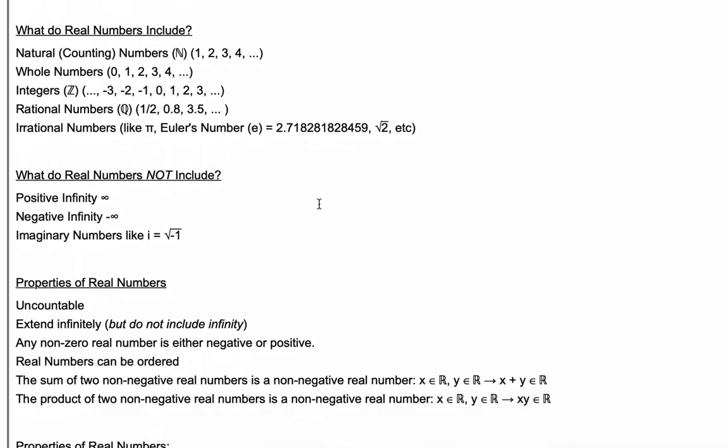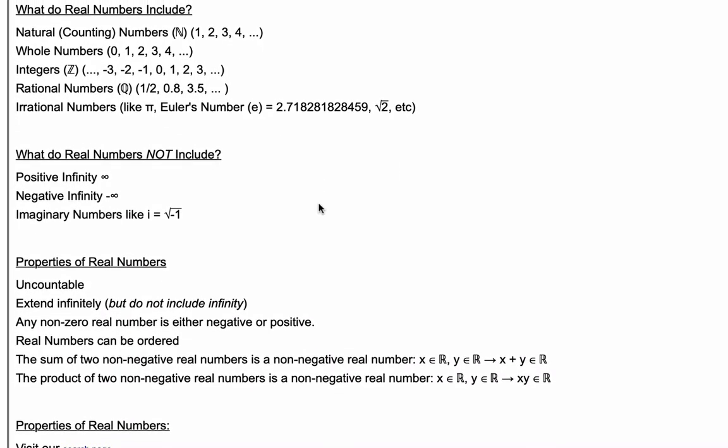So what do real numbers include? Well, they include the natural counting numbers, 1, 2, 3, 4, and so on, whole numbers, 0, 1, 2, 3, 4, and so on, integers, which are negative and positive numbers which aren't decimals or fractions. They include rational numbers like 1/2, 0.8, fractions, and decimals. And finally, they include irrational numbers like pi, Euler's number e, square root of 2, etc.